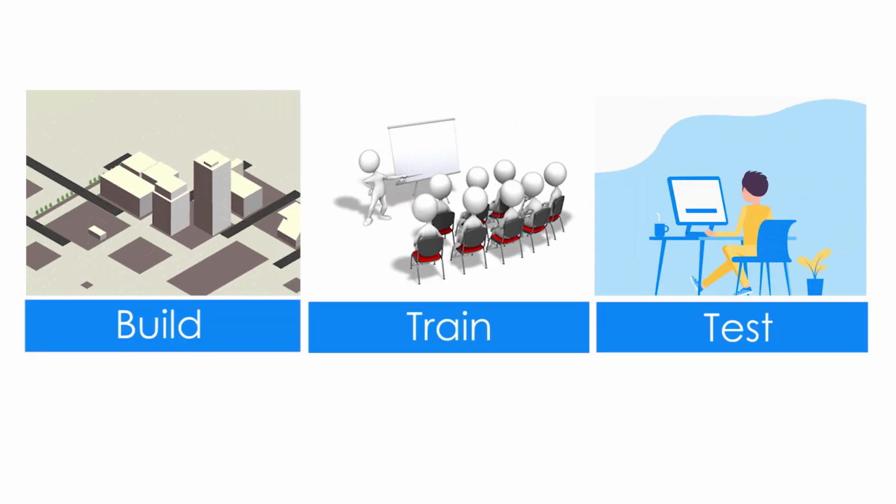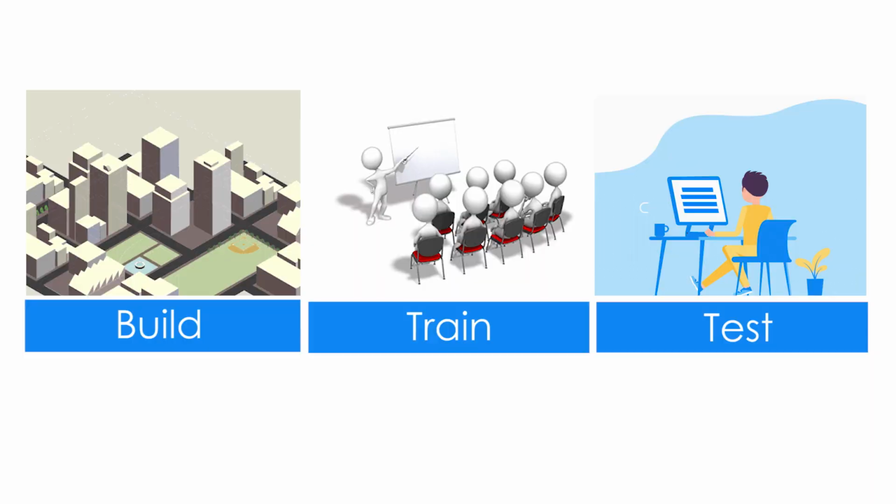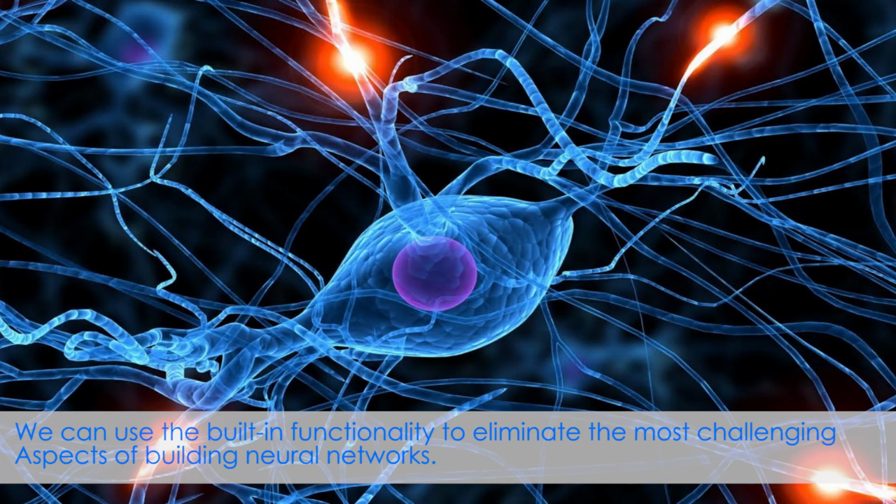What specifically can we do with Keras? Keras enables us to build, train, test, and even export machine learning models with ease. It used to be that building machine learning models in the past was a very difficult endeavor, and required formal training in machine learning techniques and algorithms, and even knowledge of matrix algebra. However, with Keras, we can use the built-in functionality to eliminate the most challenging aspects of building neural networks, so we can focus on the fun stuff.